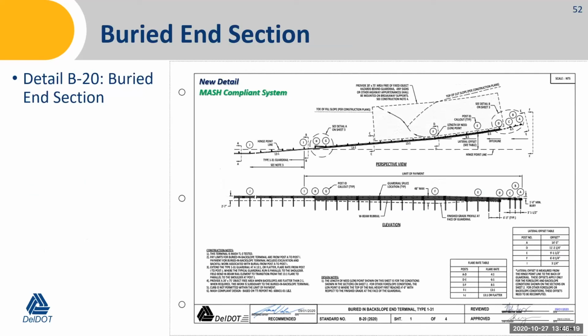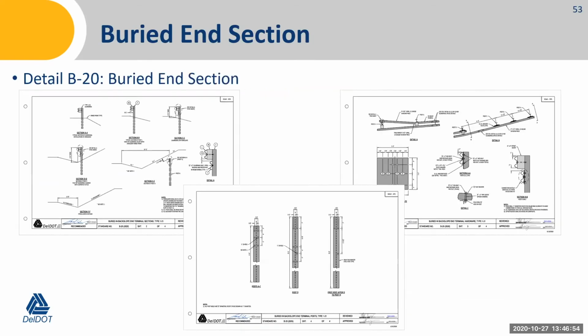There's a new buried end section detail. This is detail B-20. This is a MASH compliant system replacing the original details that we had. This system does not require the concrete anchor under the hill or the embankment. It's a little hard to see in the picture here, but the posts that are in the embankment are specifically designed for that situation. So pay attention to that from a layout perspective, but no concrete anchor is required in this design.